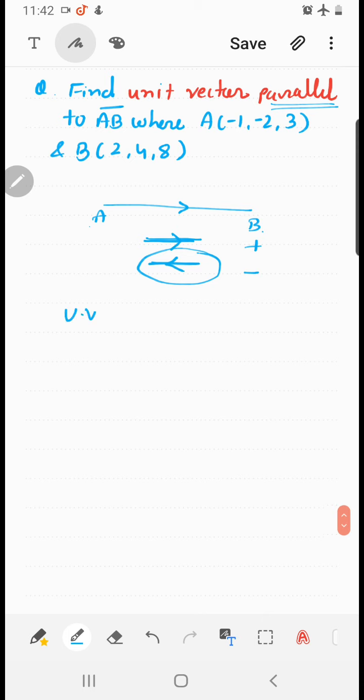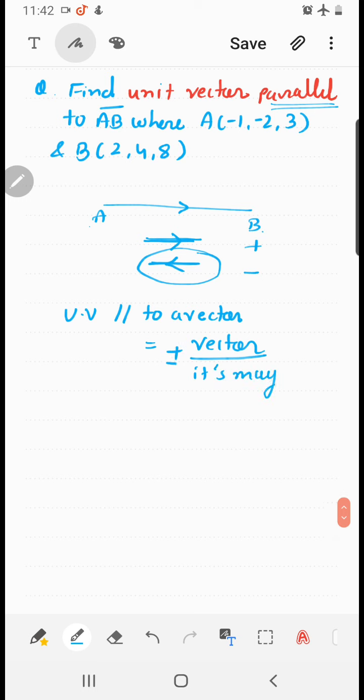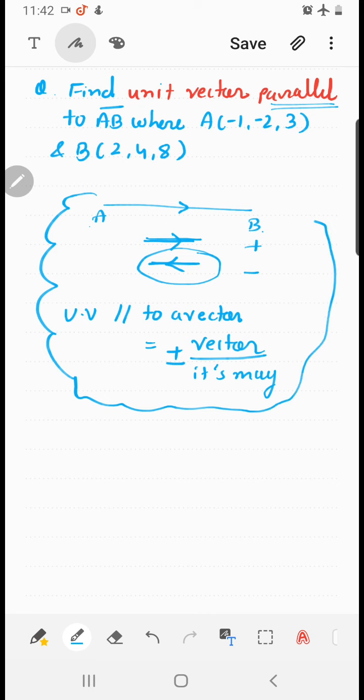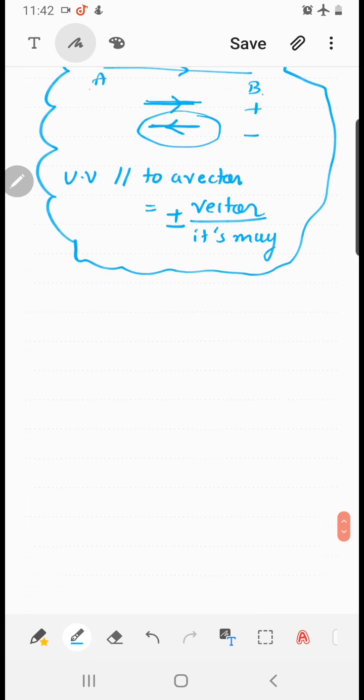So unit vector parallel to a vector. When I say that, the formula is vector upon its magnitude, but since I have a choice of direction, I'll be writing plus or minus. So just keep this in your mind, and I would like you to write this in your notes also. Just like the previous sum, you only need to write plus or minus. So let's begin the question again.